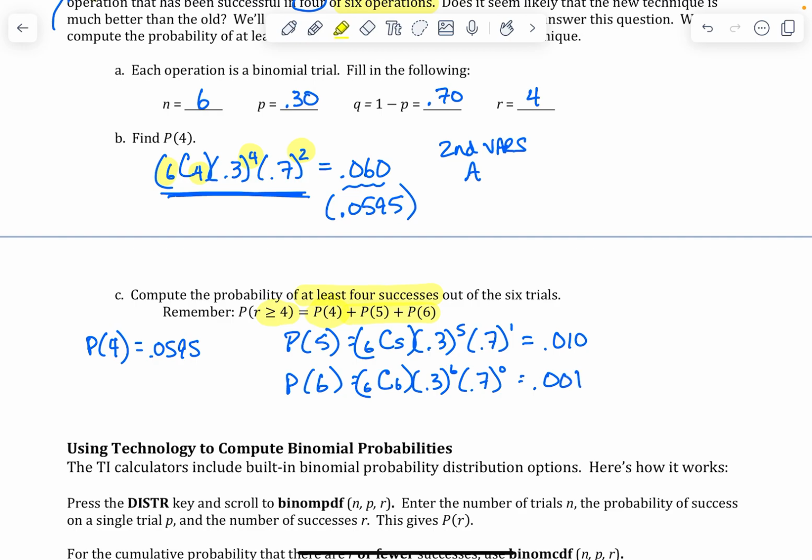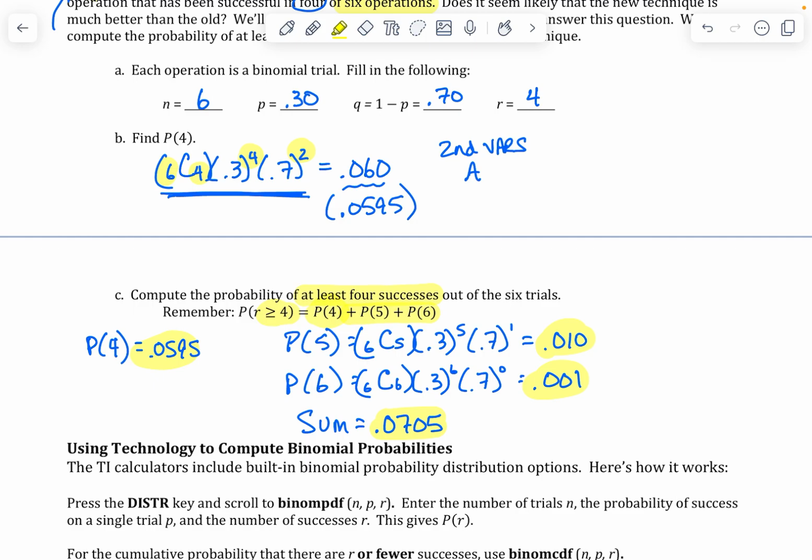And what you would do is you would add these 3 probabilities up to get your final answer, and the sum is going to be about 0.0705. Okay? And that would be your probability. Now, there's another term for this on your calculator.